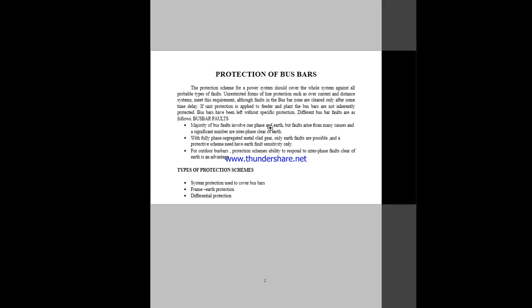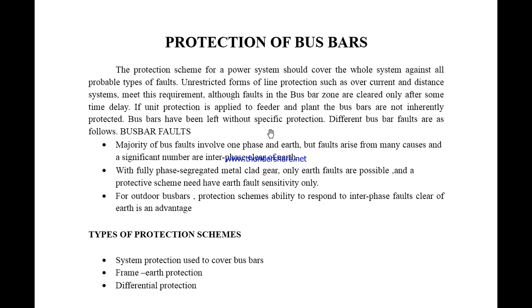But what is the role of a busbar? Actually, a busbar is used for connecting the feeder points or the transmission lines at a specific center. This is the purpose of a busbar. So the protection scheme for a power system should cover the whole system against all possible types of faults. In this case, we are considering the busbar zone.